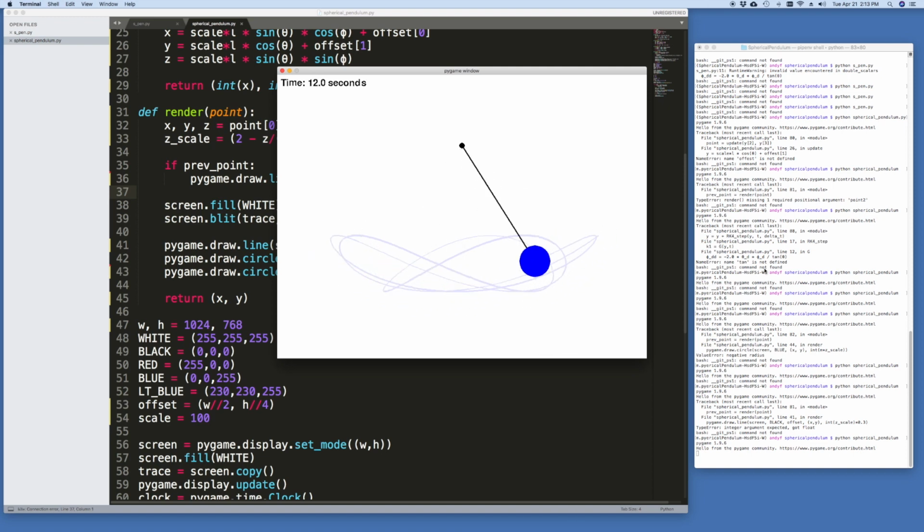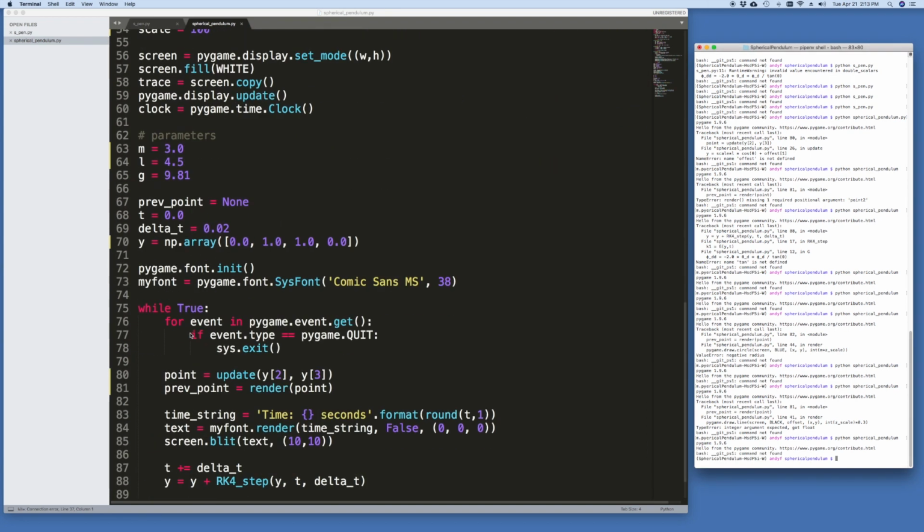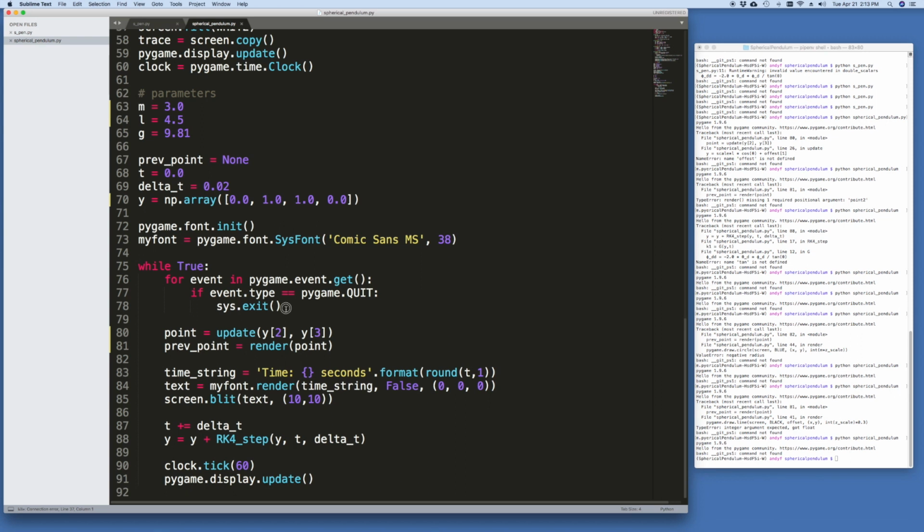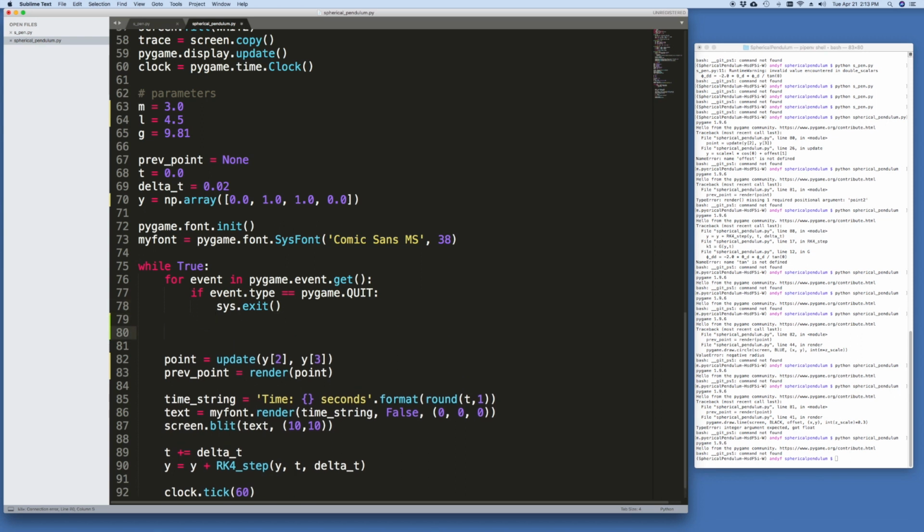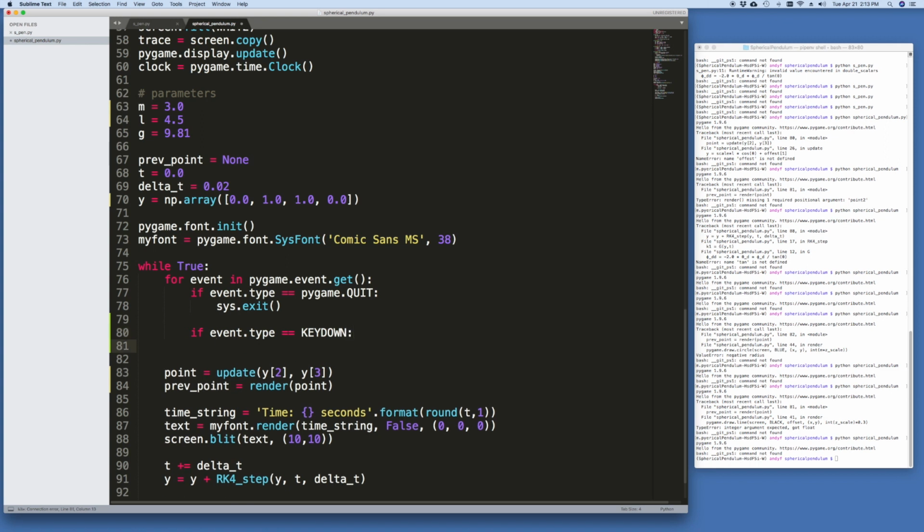So I think maybe one last thing I'd like to do is just turn this tracing on and off. Maybe even clear it. So the way I'm going to do that here is just in our game loop. I'm going to look here for a key press. And what we need to do is say if event type is equal to key down. If that happens, if there's a key down event type, then we can look for specific key presses, what key was pressed.